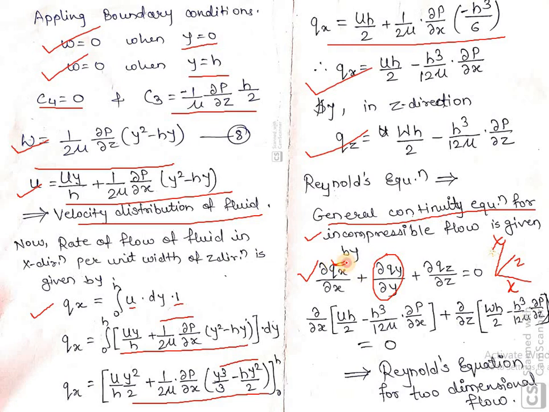Simply substitute the values of qx and qz in this equation. So this is your equation in which we have substituted the values, and this is nothing but the Reynolds equation for two-dimensional flow of fluid. So this is the Reynolds equation.